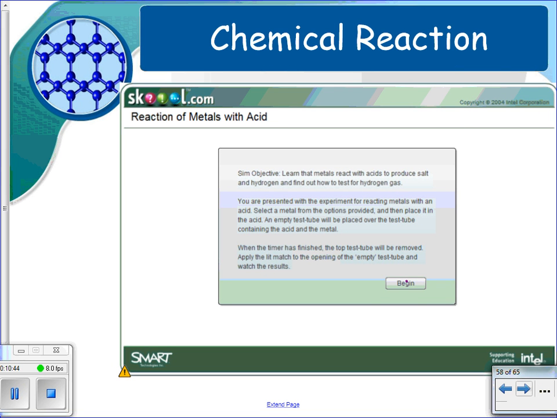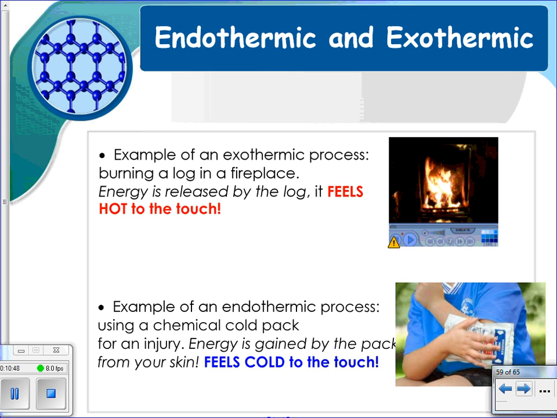Let's see. I don't think this slide's going to work. So we talked about endothermic and exothermic in terms of chemical changes. In exothermic, energy is released. You could actually feel that it gets hot. In endothermic, energy is gained, and you would actually feel cold. Some examples of that would be a log burning and one of those chemical cold packs.